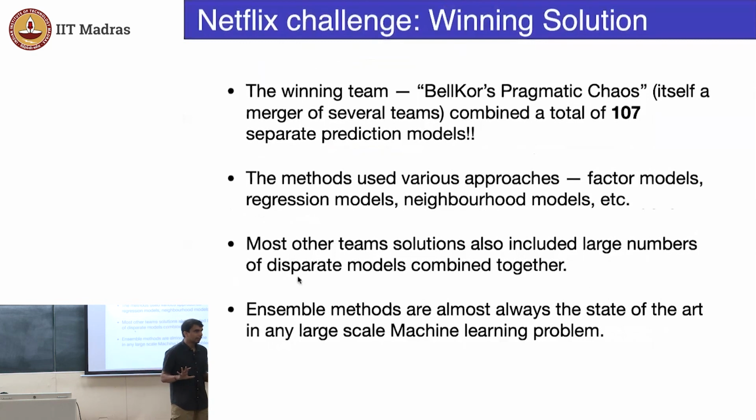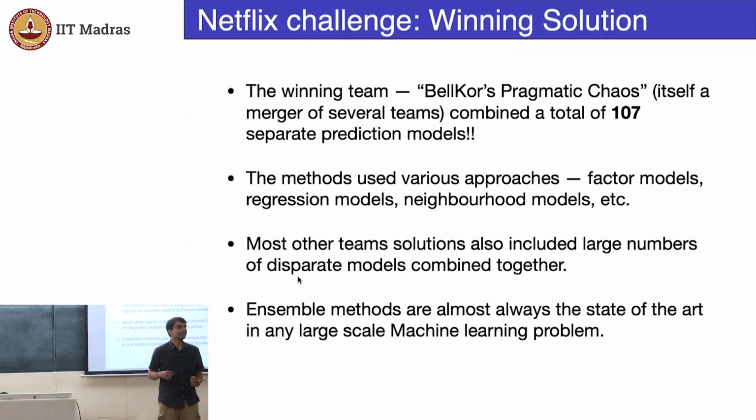At that point, something strange happened: the leaderboard started reducing, in the sense that teams 1, 2, and 3 started forming a mega team. So this BellKor's Pragmatic Chaos was essentially a merger of several teams. There was a Bell Labs team, a team from Yahoo by Yehuda Koren, and a team from several universities. They all individually had teams which were performing, let's say, 6%, 7% better.